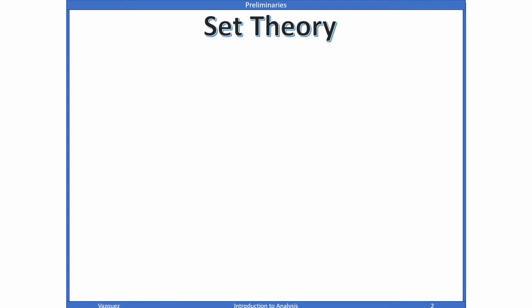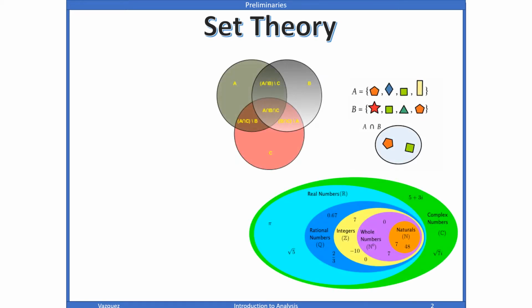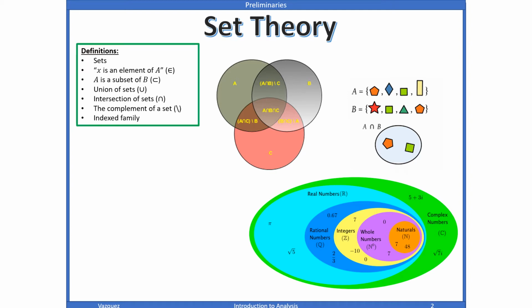First things we need to know about set theory is, here's a few animations on sets, but the definitions we need to know are, as we can read here, sets, an element belonging to a set. So here X is an element of A. The subset, we need to know what a subset is. The union of sets, intersection of sets, complement of a set, and indexed family. Here we see a green box. This green box is going to be used for definitions for this video and for every video to come.